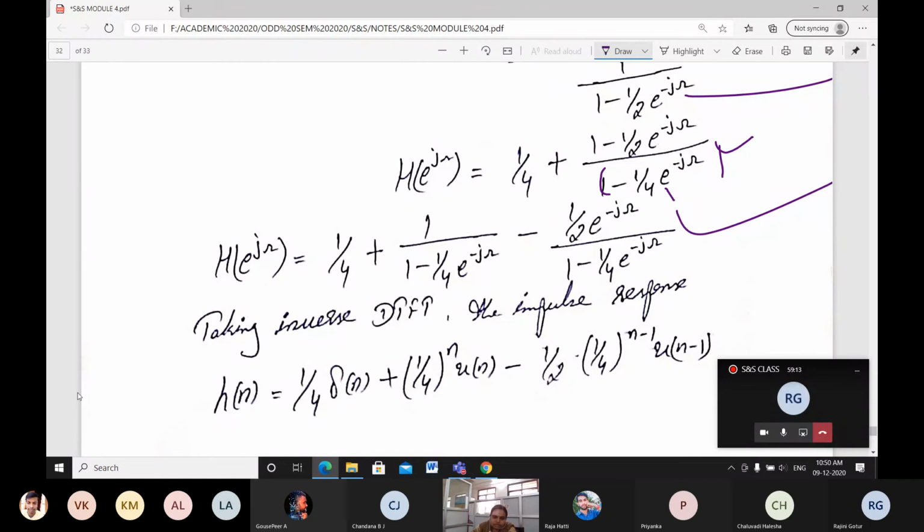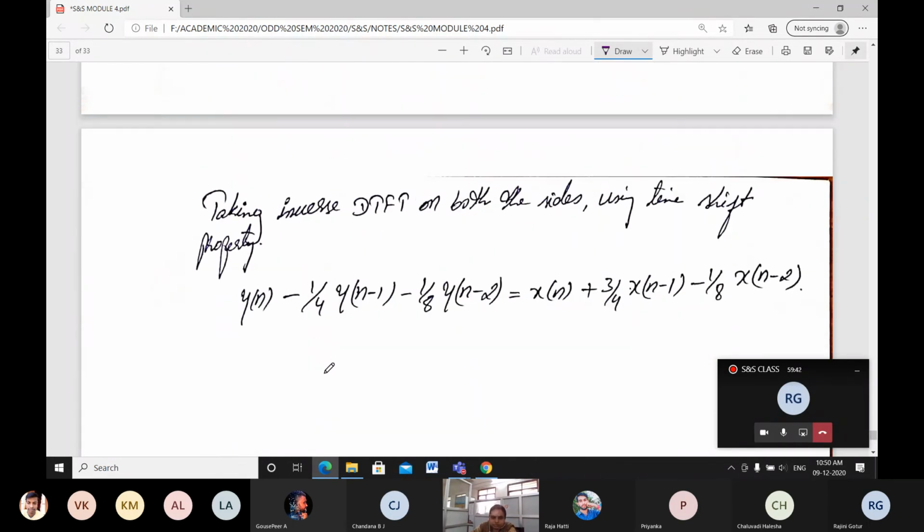We wrote the equation. From this, taking the inverse DTFT, the impulse response is going to be h of n is equal to 1/4 delta of n plus, here what is the value, that is (1/4)^n u of n minus 1/2 (1/4)^(n minus 1) u of n minus 1. This is the impulse response.